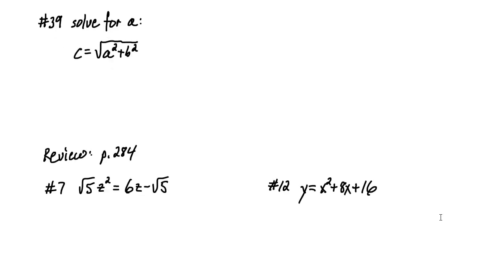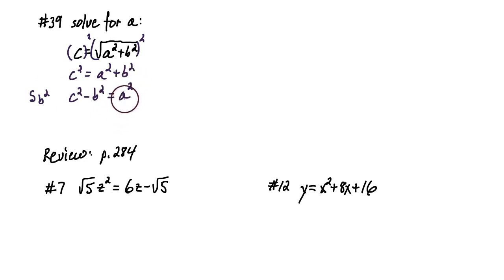Number 39, we want to solve for the letter a. So the first thing to do is remove the square root symbol. So let's raise both sides to the second power. That makes c squared equals, and the square root symbol is now gone, so we have a squared plus b squared. Now subtract the b squared. So we have c squared minus b squared is equal to a squared.